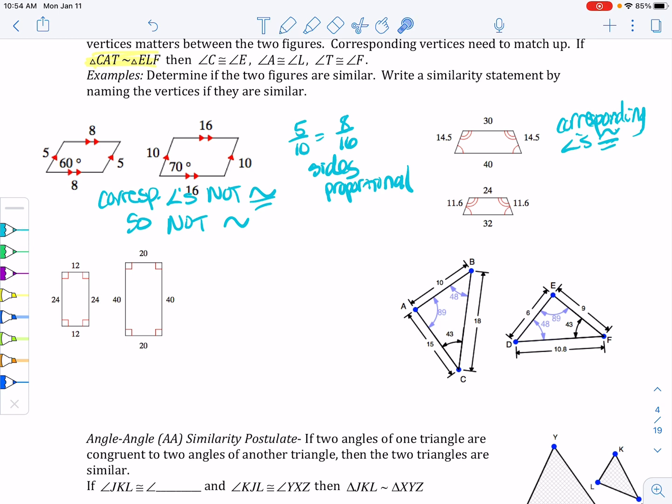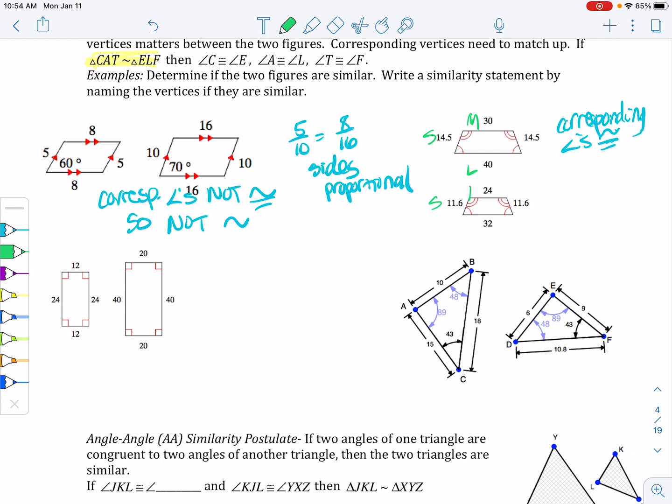Now, when I'm looking at whether the sides are proportional, I didn't do it on this one, but it may be helpful for you to label the side lengths from small to large. So if I'm looking here, this is the smallest, this is my medium, this is the largest. So we have small, medium, large. And then if I look at this one, this is the small, medium, and large.